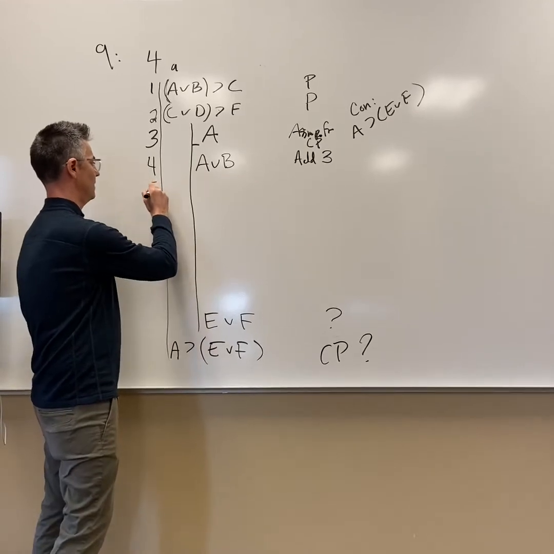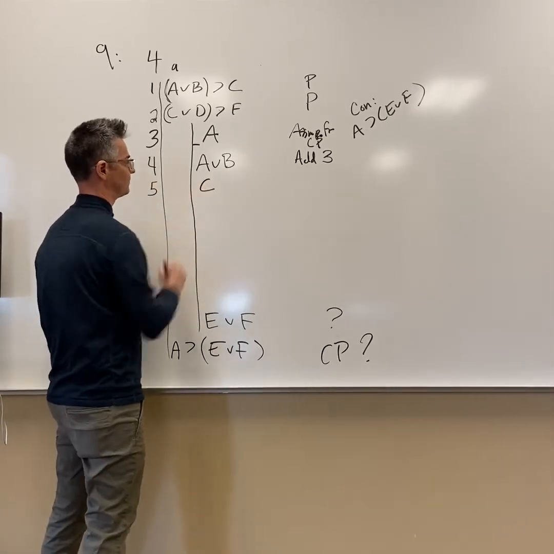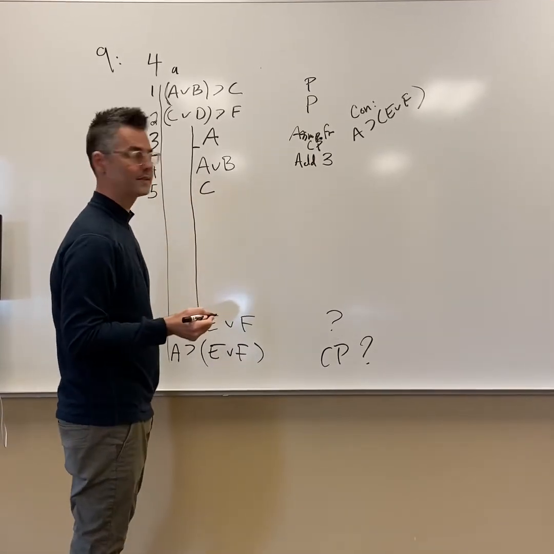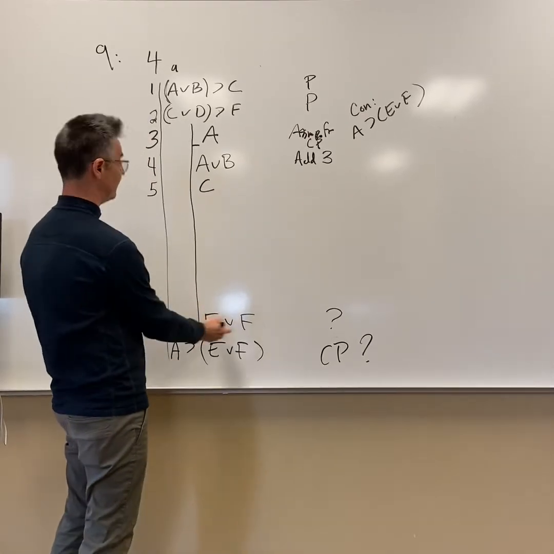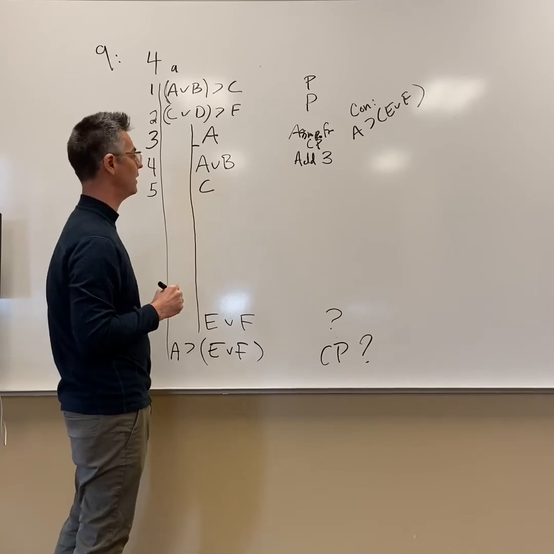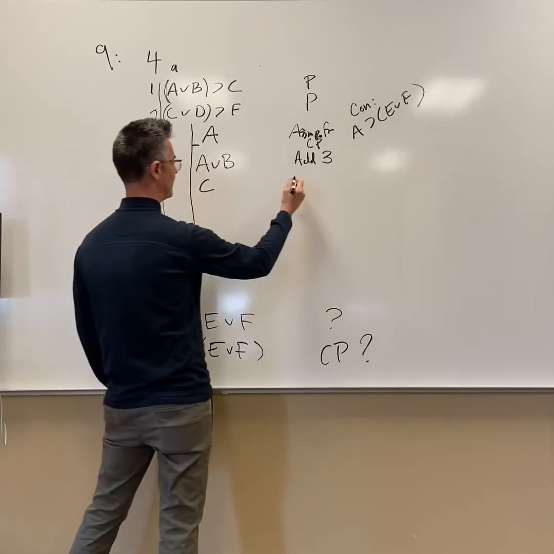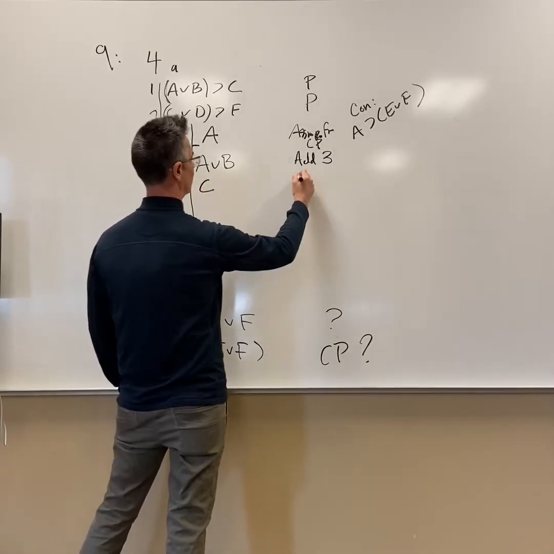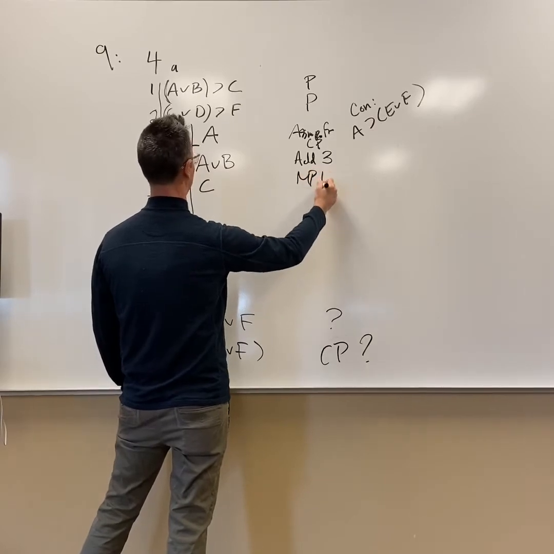So now I'm firing on all cylinders. At step 5, I can get C. Cool, so far so good. That still doesn't give me E or F, but then looking back up here, I might begin to see what I can do next. So I've got C by itself. How did I get that? Well, that was modus ponens, line 1 and line 4.